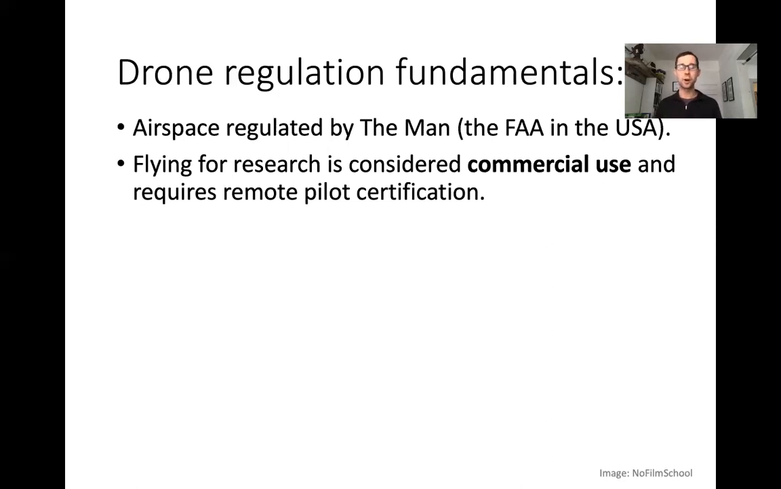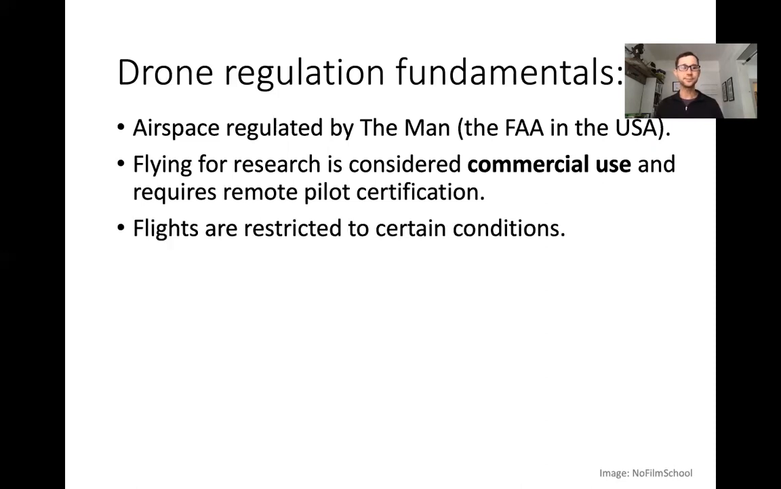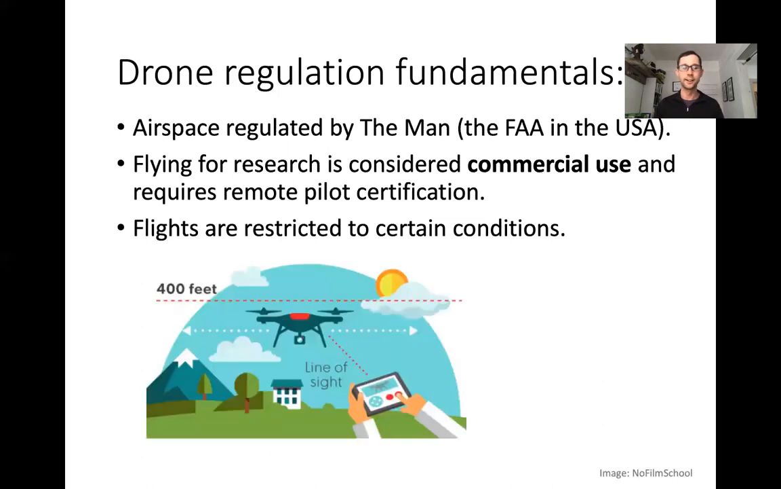How can we figure out where we can and can't fly? In particular, flights are restricted to certain conditions. I don't have time to go through all of the regulations, but there are a couple that are really important that I wanted to highlight here. The first is that we need to maintain what's called visual line of sight with the drone. So if we can't see it, we are in a situation where we're violating FAA regulations.